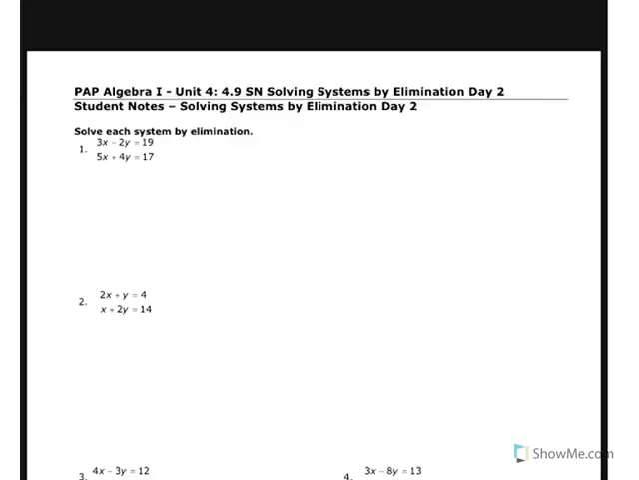3x minus 2y equals 19, and we have 5x plus 4y equals 17. Now, if you were to combine those together, neither the x nor the y would be eliminated. And unlike yesterday, when we multiplied by -1 to make them negative or positive, that's not going to help us either. So we have to get a little more creative.